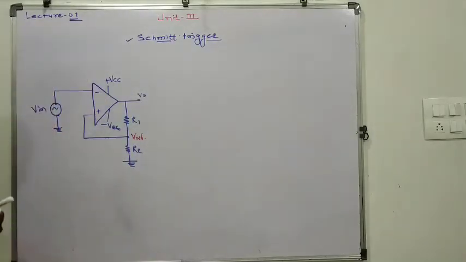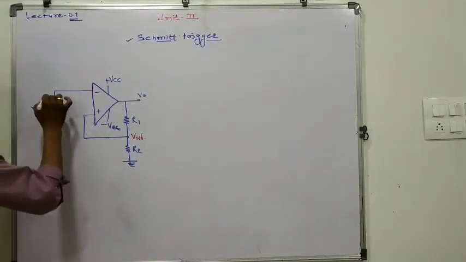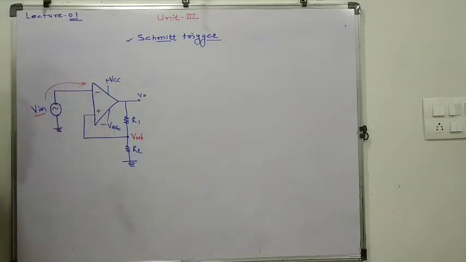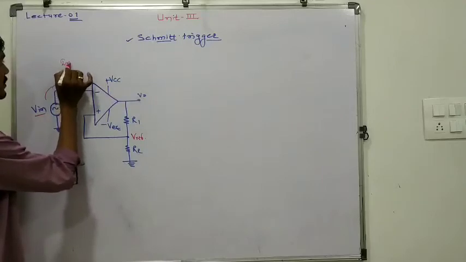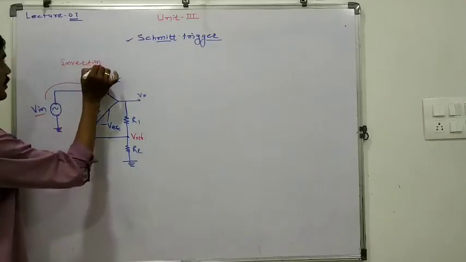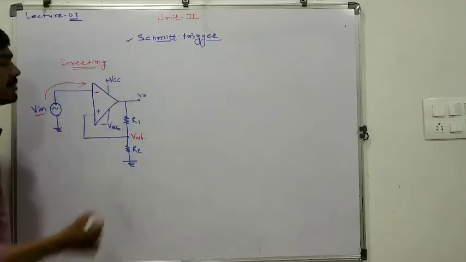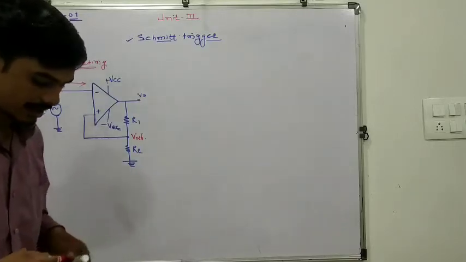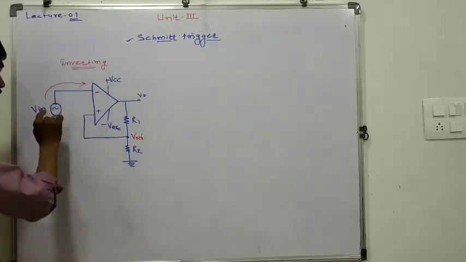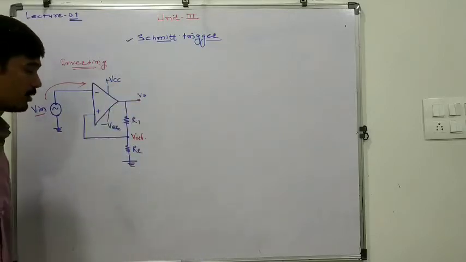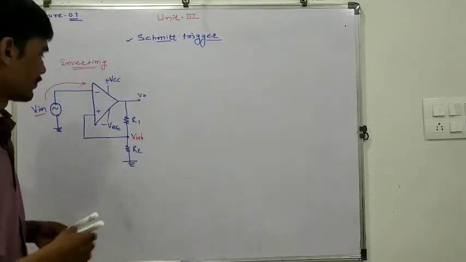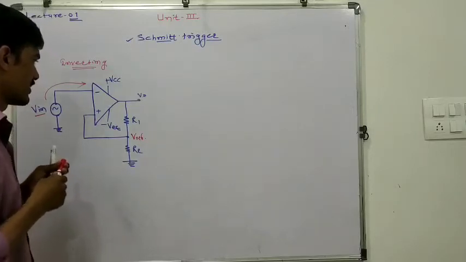Now here we are providing input to the inverting terminal of the operational amplifier, that's why it is called an inverting Schmitt trigger circuit. Why is it an inverting Schmitt trigger circuit? Because we are providing input to the inverting terminal of the operational amplifier. Now, the second point, we explain step by step.